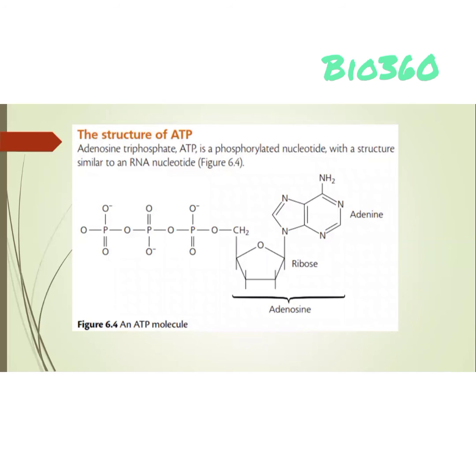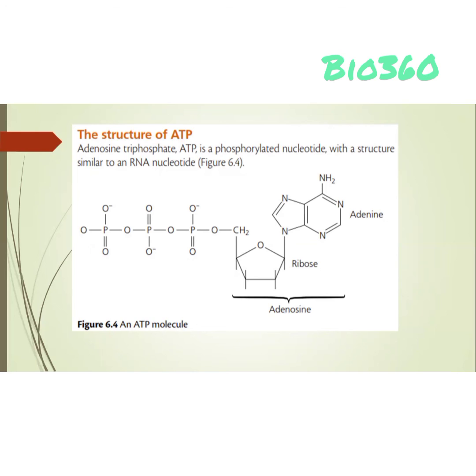Now, let's see what the structure of ATP is. We know that ATP is adenosine triphosphate. It contains 3 phosphates. So this is a phosphorylated nucleotide. ATP is also a nucleotide, but a phosphorylated nucleotide. As we have discussed earlier, what is a nucleotide? This is a combination of a pentose sugar. Here in ATP, the pentose sugar is ribose, and a nitrogen base is attached to ribose, making it a nucleoside, which is adenosine. But when phosphate is added, it becomes a nucleotide.